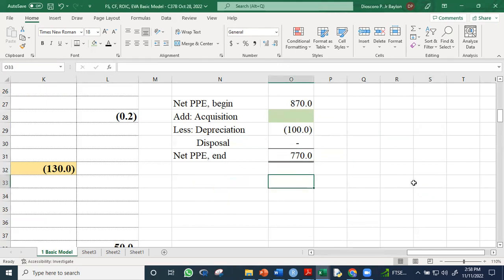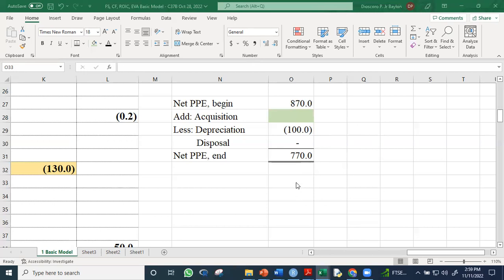Now my question is, what should be the net PPE ending? Kindly chat, please. What should be the value of your net property, plant, and equipment? Thank you, Michaela. Thank you, Raf, John. You're correct. It should be 1,000, class. Thank you, Alexa. Thank you for the feedback, guys. And you're correct, it should be 1,000. But here we're getting the value of 770. Thank you so much, class. I appreciate the active participation of most of the class members.